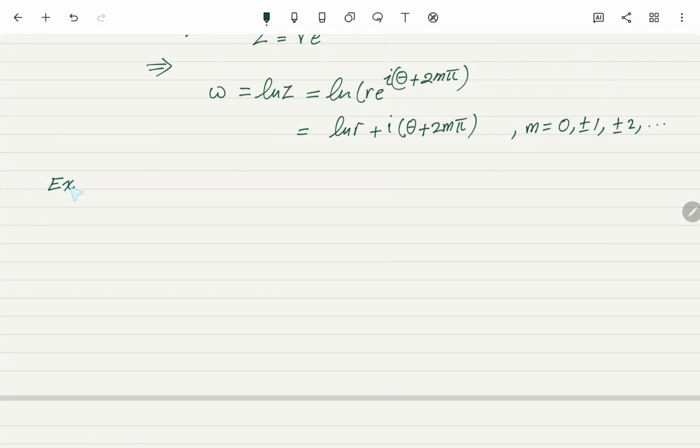Example, find ln of minus 1. So in this case, let's put minus 1 into polar form. So minus 1 equals e to the i pi plus 2m pi, and m here equals, as we just defined, 0, plus or minus 1 and so on. Remember, r in this case is equal to 1, and theta is equal to pi.